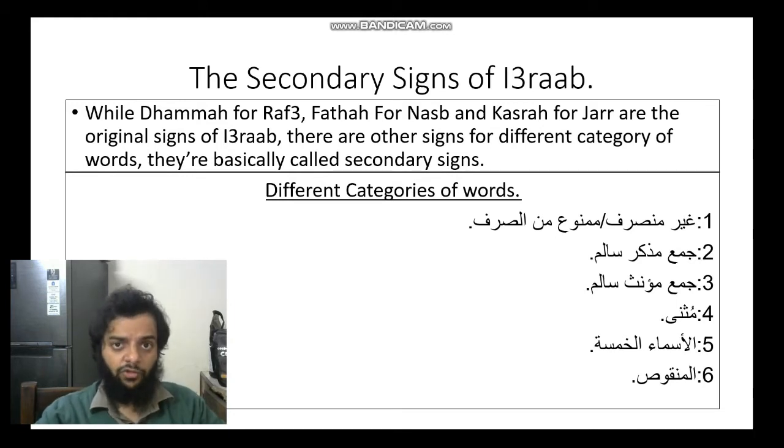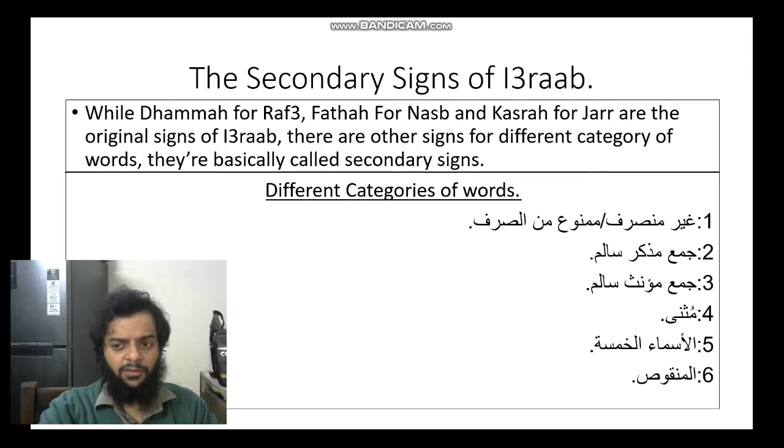First is called Ghair Munsarif, and there is another term for it, Mamnoo Minas Sarf. Both mean the same thing. This is a category, and there is another category, Jama Muzzakar Salim, which in English means sound masculine plural. Inshallah I will also create a separate video explaining Arabic plurals. Now another category, Jama Muannas Salim, sound feminine plural. So in Arabic you have sound masculine plural and sound feminine plural.